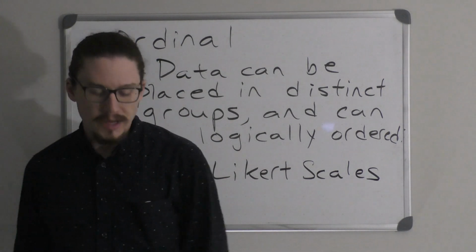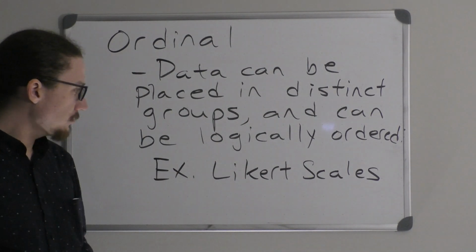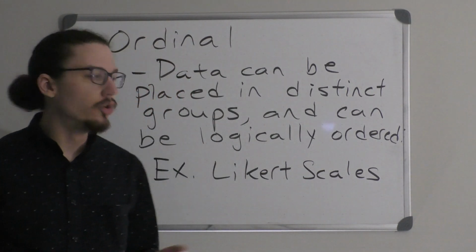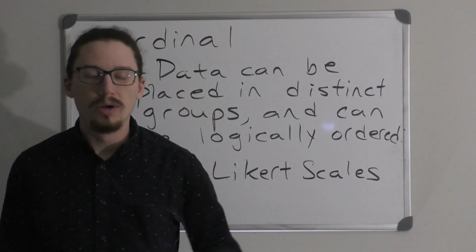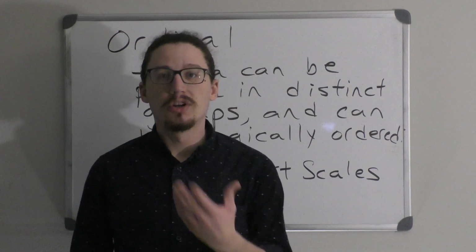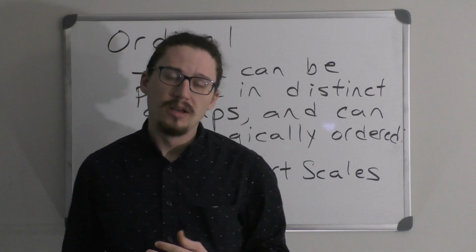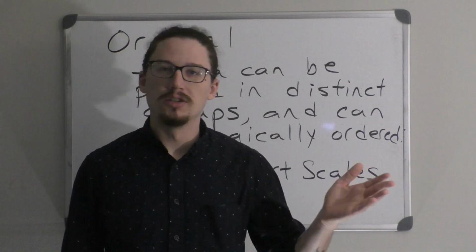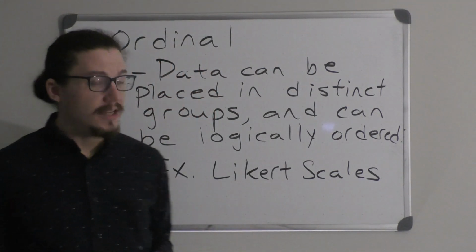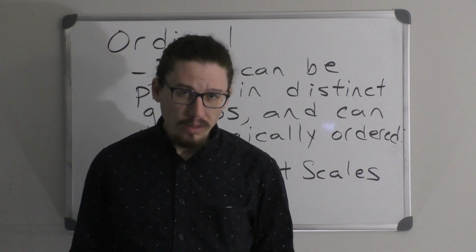One of the best examples of this is something known as a Likert scale. You might not be familiar with this term, but I guarantee that you have at least seen a Likert scale at some point in your life. You often see them in surveys where it will say, to what level do you agree with the following statement? 1 through 5, 1 being strongly disagree, 5 being strongly agree, or some variation of that. That would be an example of ordinal scale data.